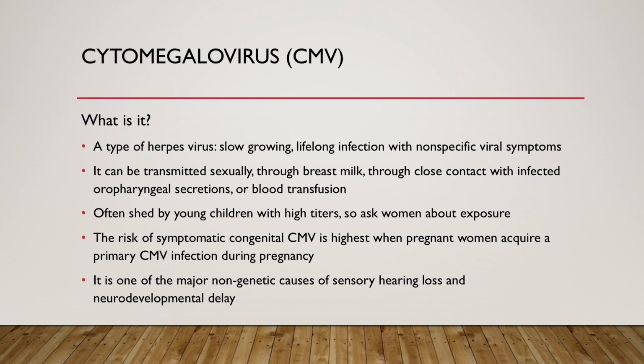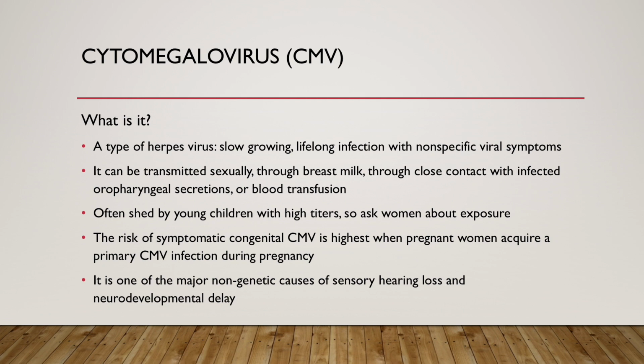The next disease is cytomegalovirus, also known as CMV. CMV is a type of herpes virus. It is slow-growing, will give a lifelong infection, and often presents acutely with nonspecific viral symptoms. It can be transmitted sexually, through breast milk, through close contact with oropharyngeal secretions, or through blood transfusions. Young children that have CMV often shed the virus when they have high titers. So women that are pregnant that are exposed to young children should be aware of their risk.